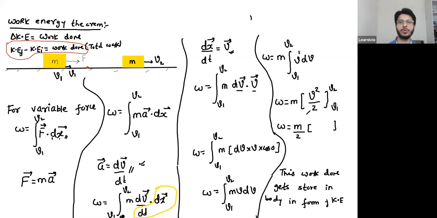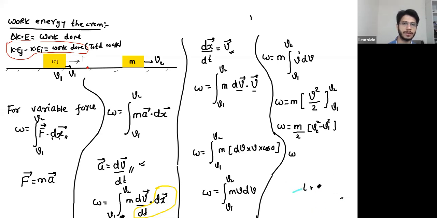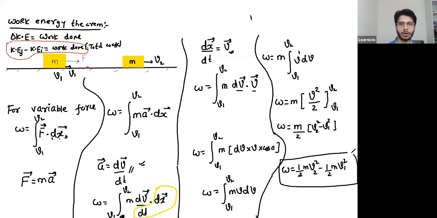The limit is from v1 to v2. So this is v2 square minus v1 square. So this work done gets stored in the form of kinetic energy. The only difference is in the limit. That's it. So if I expand this expression, then the work done will be half m v2 square minus half m v1 square. That is the work.